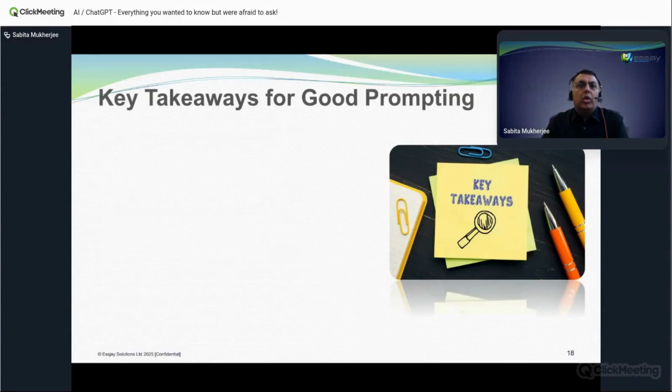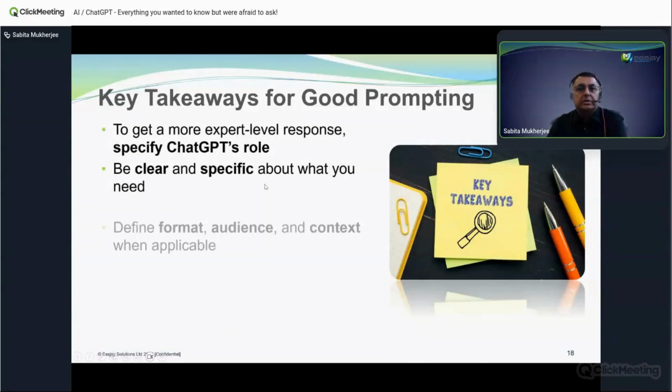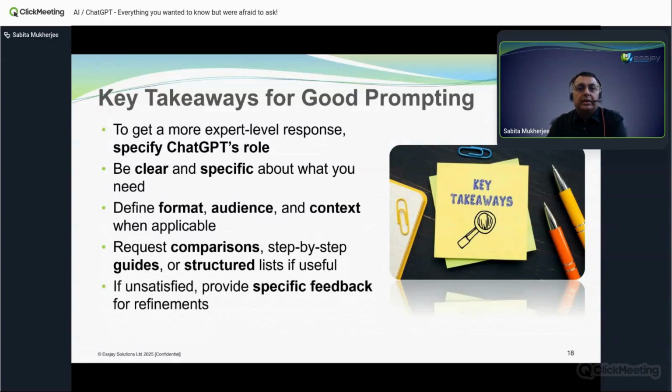So, when you're prompting ChatGPT, the key is to give it direction and clarity. Think of it as briefing a colleague. The more context you provide, the better the output. So, if you want an expert level response, tell ChatGPT what role to play. For example, act as a pharmacovigilance specialist or a communications expert. Be specific about what you need. Where relevant, mention who the audience is or what format you want the answer to be in.